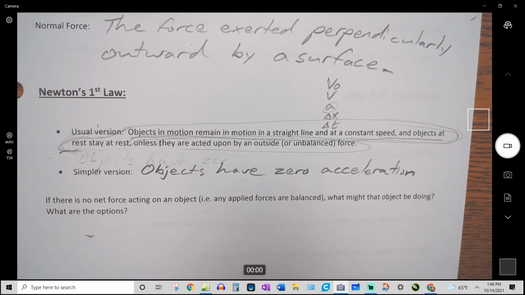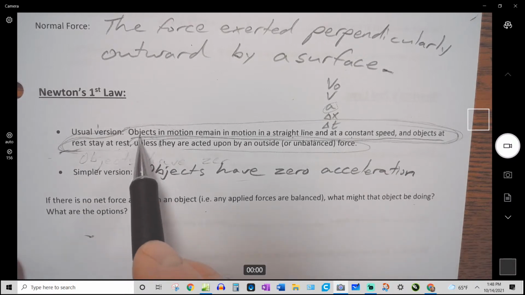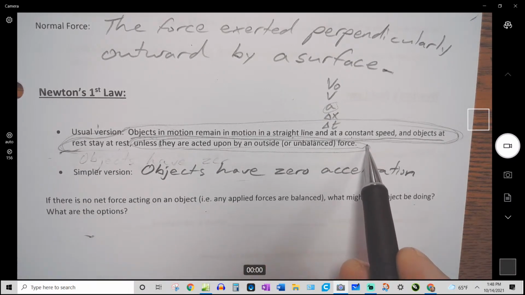Maybe six words, and be objects have zero acceleration by themselves. Have zero what? Like, by themselves. Yeah.